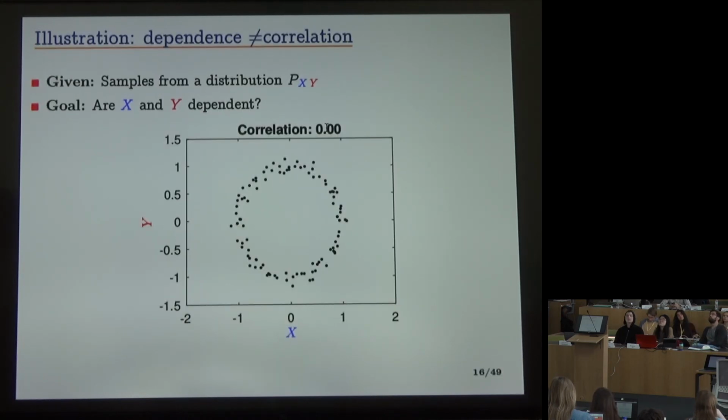What about this case? Here, the Pearson correlation is exactly 0, but X and Y are clearly dependent. When X is 0, Y can take either -1 or 1. When X is -1, Y takes the value 0. They're clearly dependent, but they're not correlated. I want a dependence measure that can find all of these kinds of dependence.